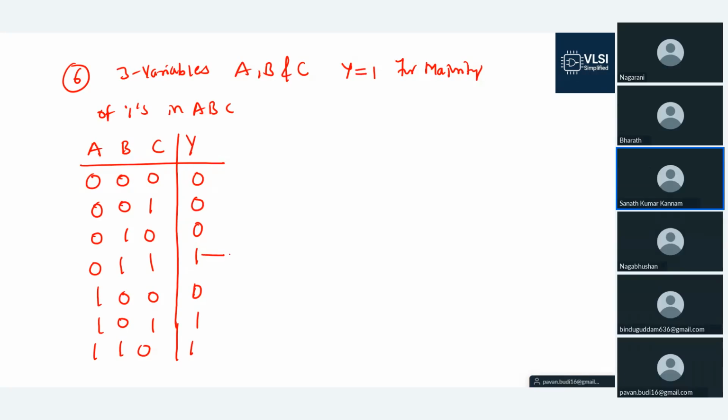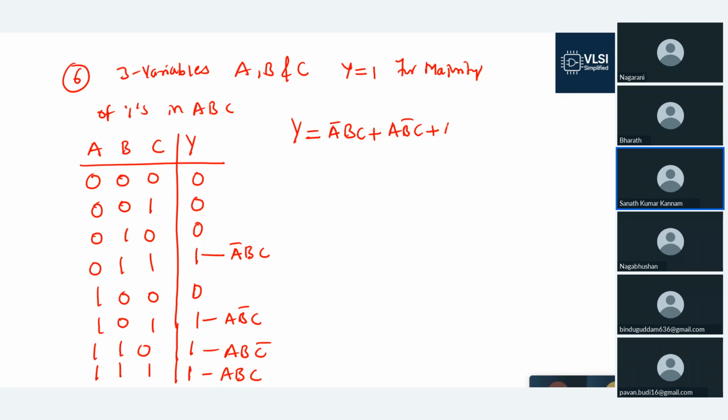And if only one input is 1, the output is 0. So you can write the minterms. What is the minterm? This is A bar B C, and this is A B bar C, and this is A B C bar. Also 1 1 1, which is 7, this is A B C. So you write the output as the product terms A bar B C or A B bar C or A B C bar or A B C.